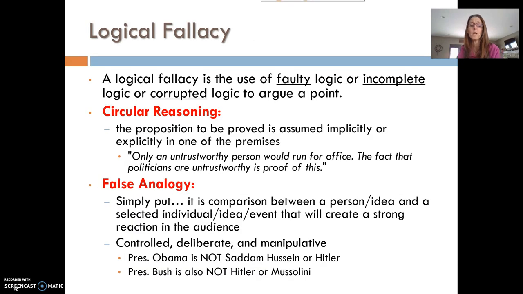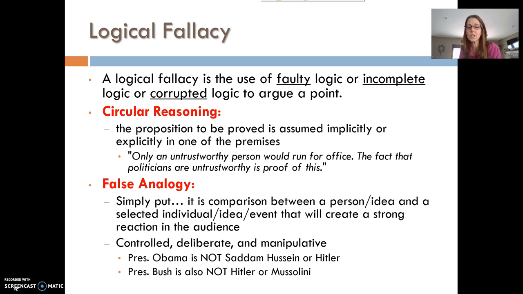A couple of things that you want to avoid. Faulty logic or incomplete logic, and this is where persuasion gets dangerous, purposefully and inadvertently. So circular reasoning, that's kind of where you basically run in a circle and you don't really prove anything. Okay? Only an untrustworthy person would run for office. The fact that politicians are untrustworthy is proof of this. So you've just made this general statement and you've gone in a circle and you haven't provided any real proof.